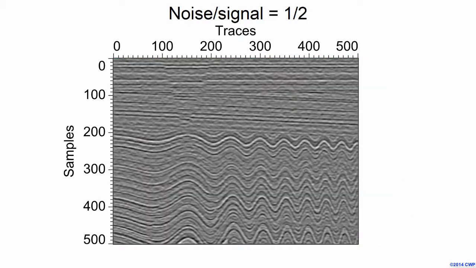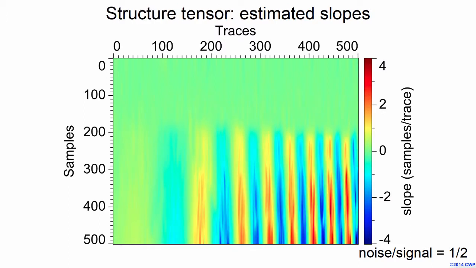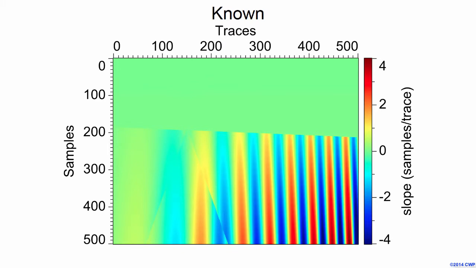So now let's compute the same images for noise to signal ratio equal to 1/2. And what you'll notice right away is that for the plane wave destruction filter, we're estimating much lower slope values, as is the structure tensor method, but in more areas than for the plane wave destruction filter, we're able to estimate higher slope values. Again, here are the known slope values.